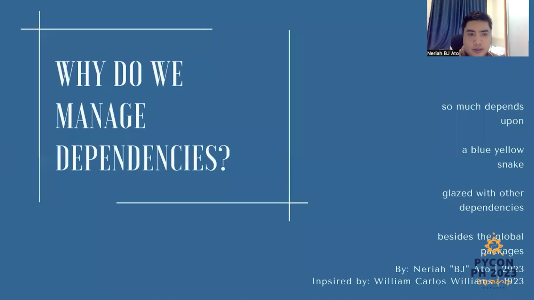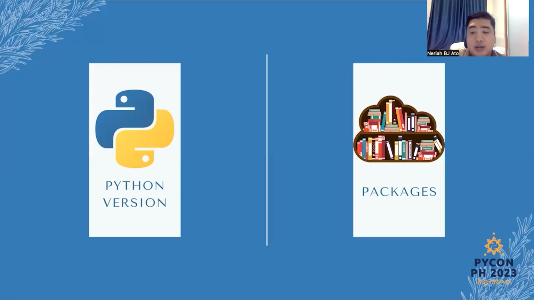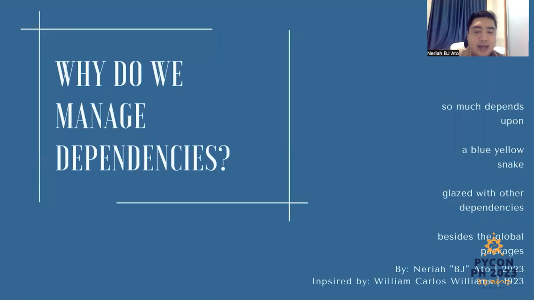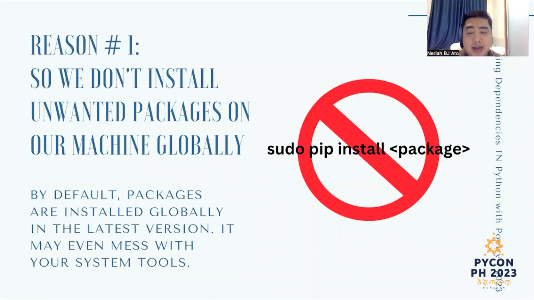So why do we need to do that? Now, just to go back to the Python version, you install it when you go to python.org, or in macOS, I use Homebrew, or even aptitude or sudo apt-get in Linux. For packages, you usually use pip, correct, to install packages for your projects. Now, we need to manage dependencies, aka we need to stop doing pip install package just straight up on the terminal, because that installs packages on your machine globally.